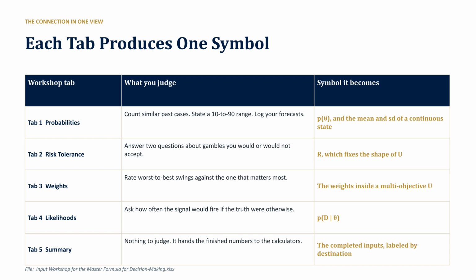This view summarizes how each tab in your workbook produces a specific symbol. Tab 1 handles probabilities, Tab 2 derives risk tolerance, Tab 3 manages weights from multiple objectives, and Tab 4 calculates likelihoods. Tab 5 then aggregates these into finished numbers, labeled for each calculator cell.